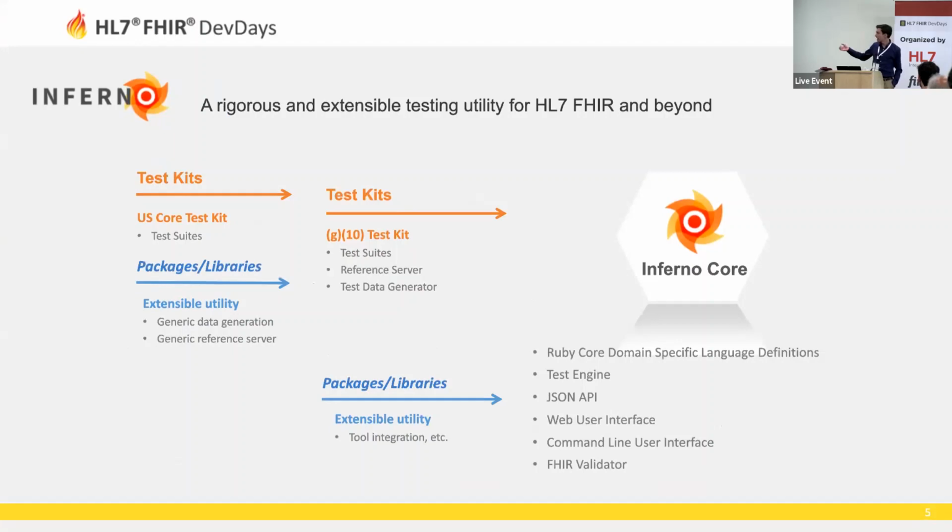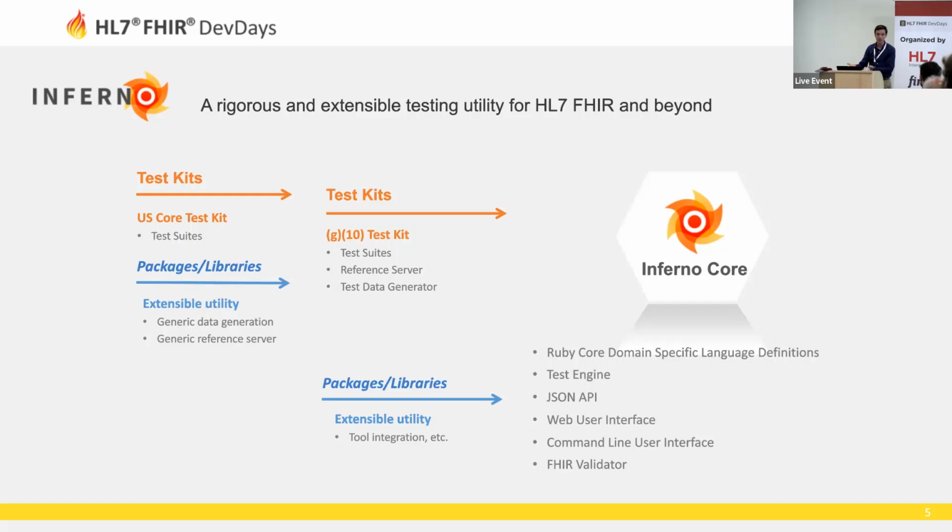So this is a high level diagram of how things are organized right now. I'm not going to dive into everything specifically listed here, because the main concept I want to get across with this slide is the modularity in the Inferno framework. That's really our goal. Over here on the right, we have the Inferno core, which is a set of core services that are needed just to run tests in general.